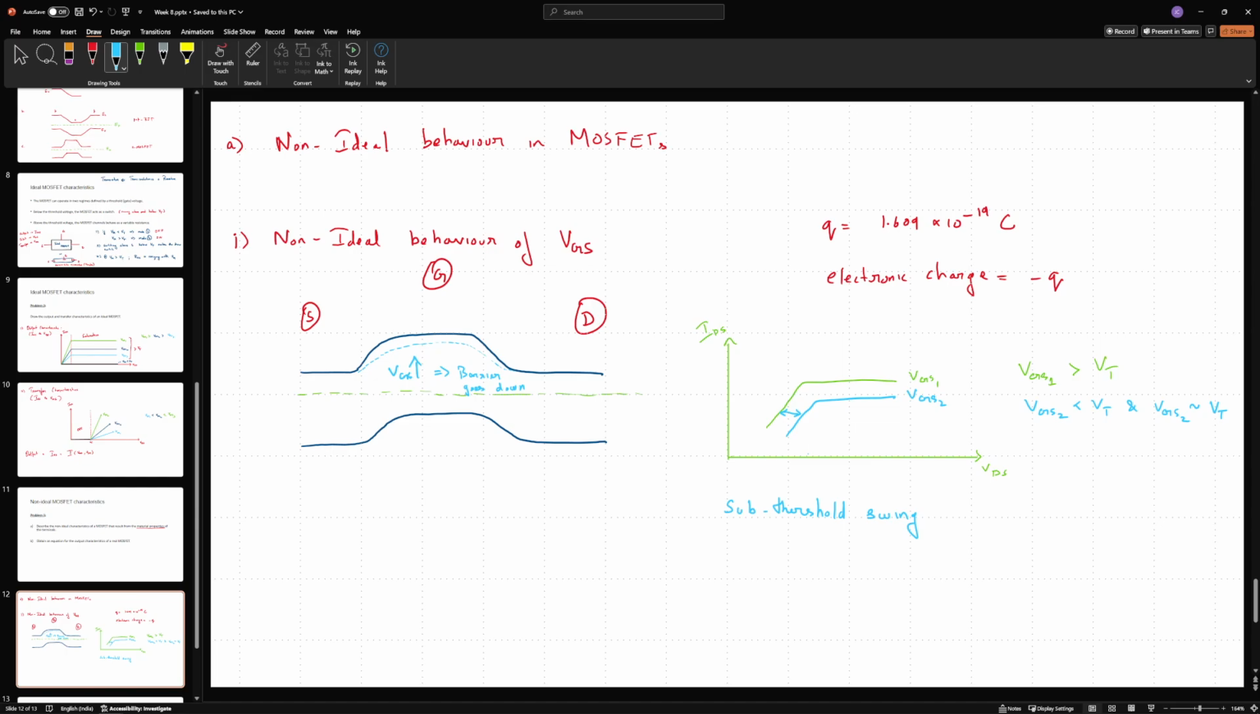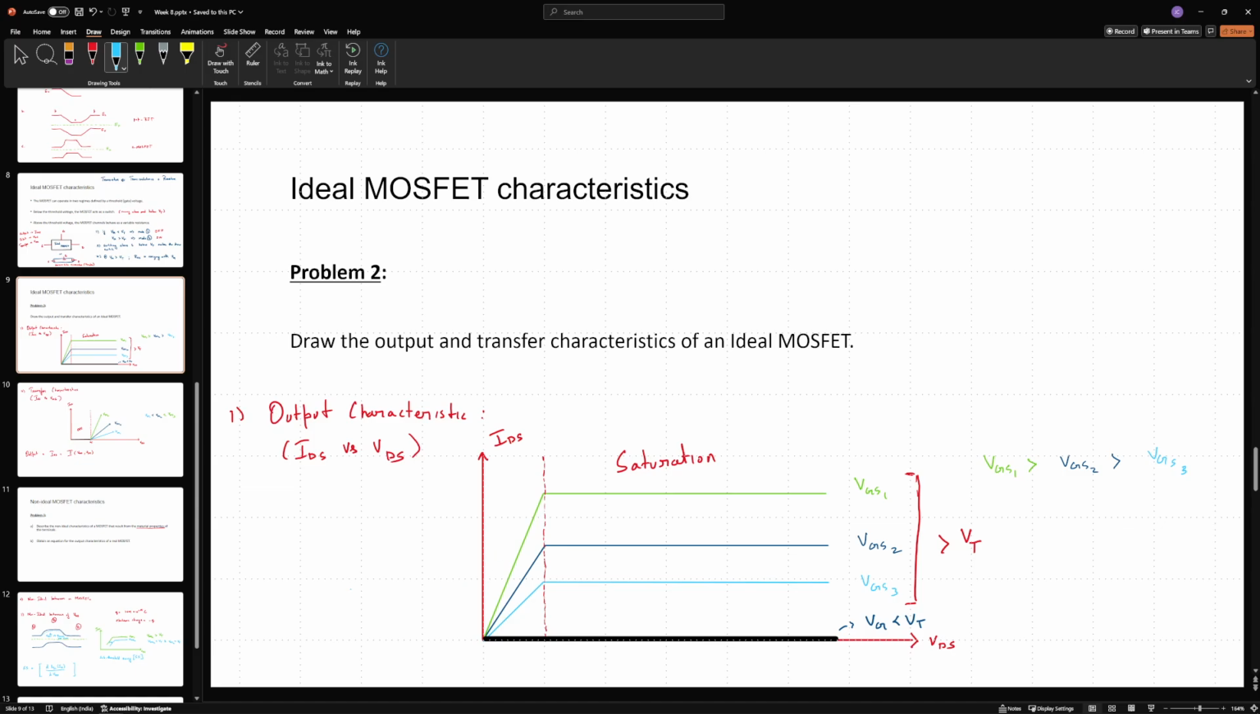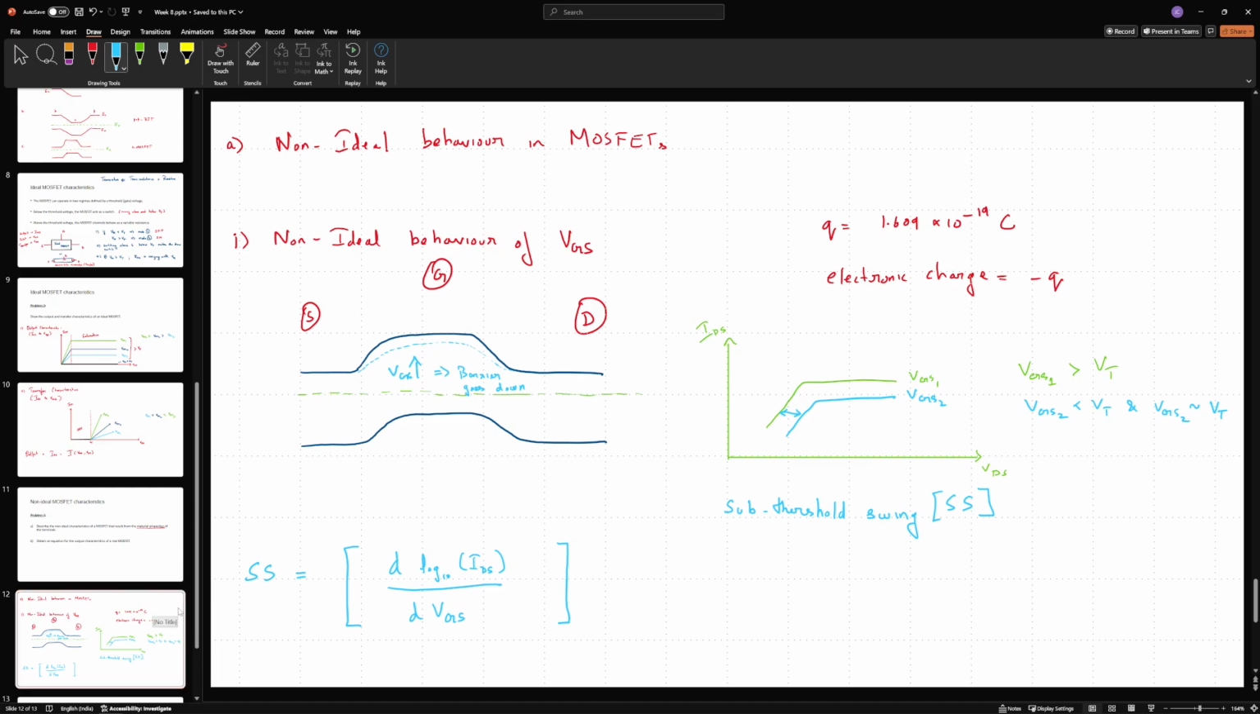Okay. And how do we measure the subthreshold swing? The subthreshold swing is referred to as SS, and it is defined by this quantity: d log to the base 10 of IDS divided by dVGS. This is applicable only very close to the threshold. This is not for voltages greater than the threshold, because for voltages greater than the threshold, this behavior is more or less followed. We are only concerned with voltages slightly less than the threshold voltage.